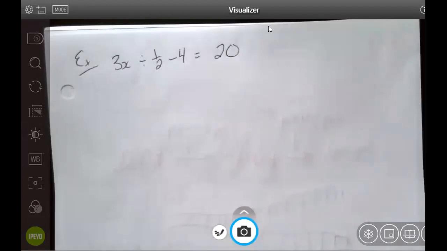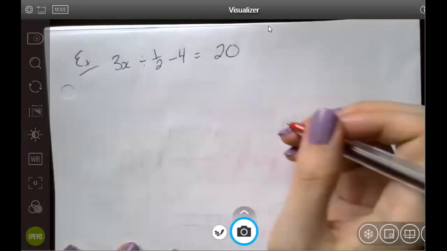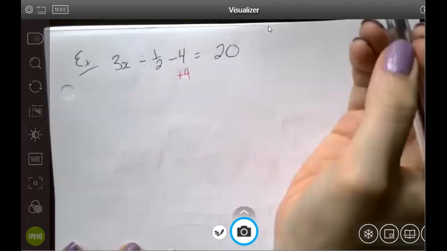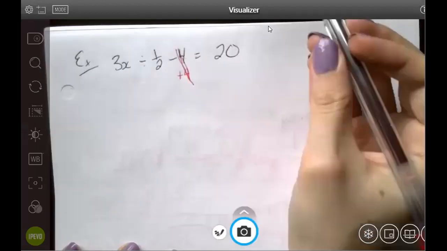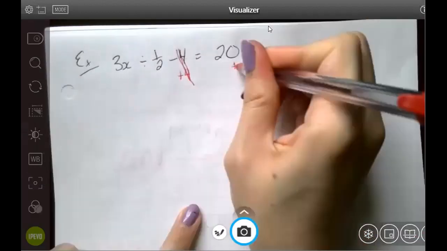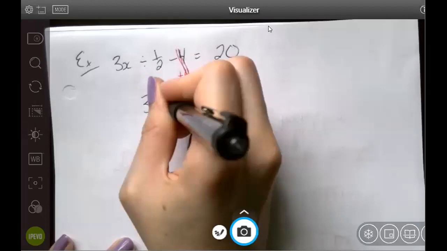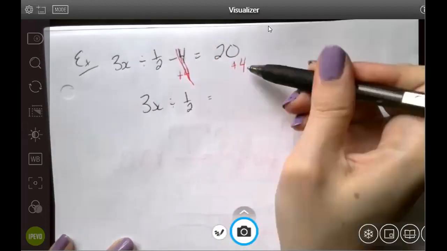And we use our opposite operations to do that. So because this is -4, I will add 4 to move it to the other side. -4 plus 4 cancels out. And then what I do to one side, I must also do to the other side. That will leave me with 3x divided by 1/2 equals 20 plus 4, which is 24.